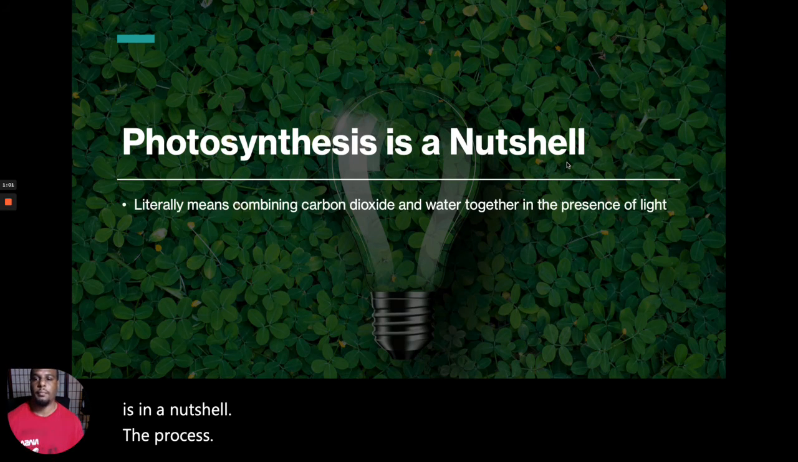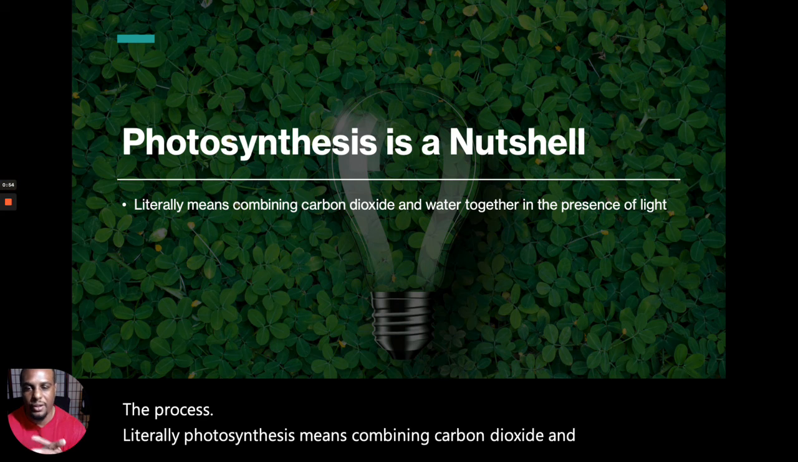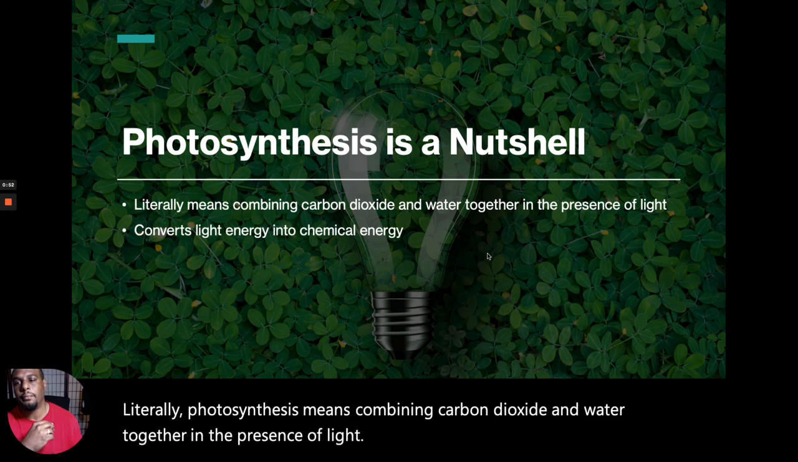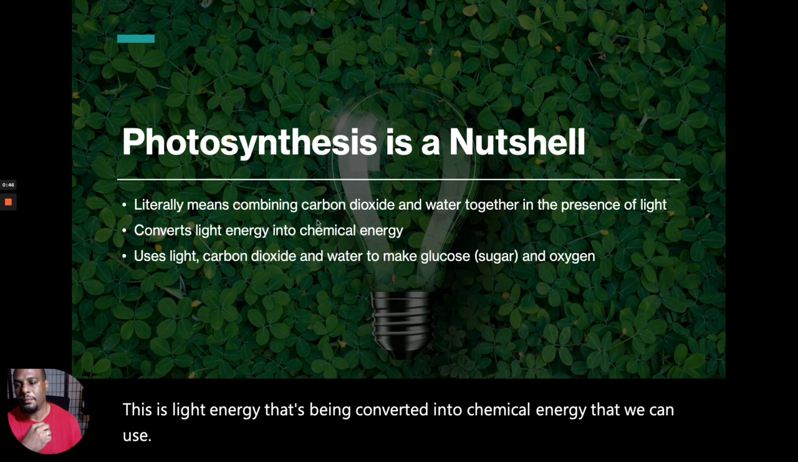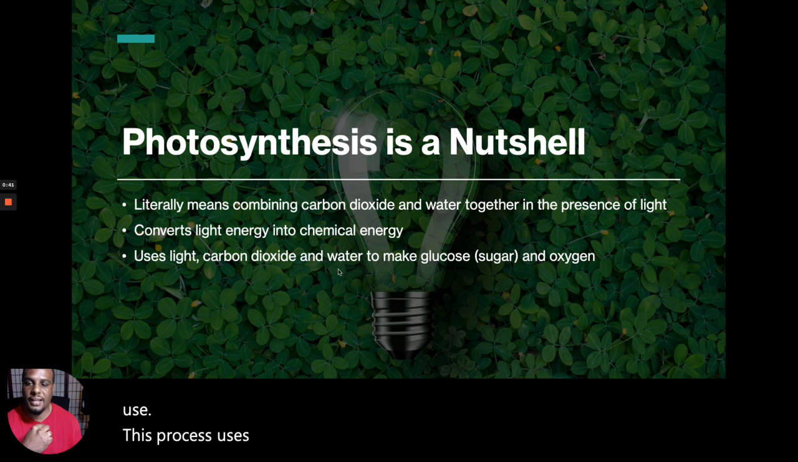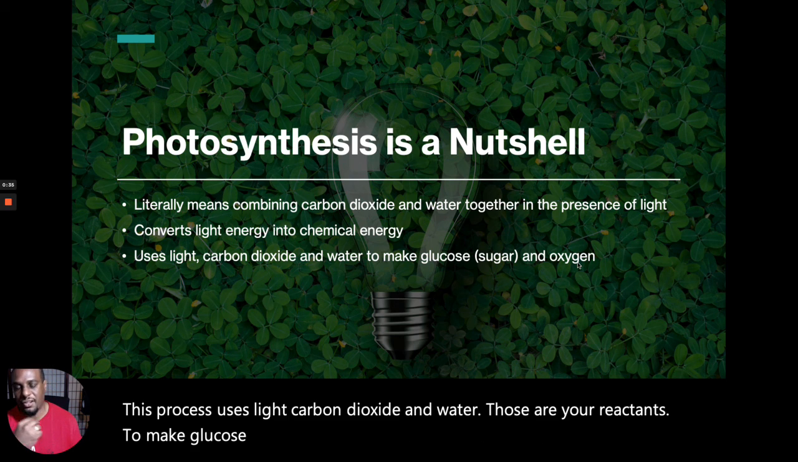So literally, photosynthesis means combining carbon dioxide and water together in the presence of light. This is light energy that's being converted into chemical energy that we can use. This process uses light, carbon dioxide, and water. Those are your reactants to make glucose and oxygen. Those would be considered your products.